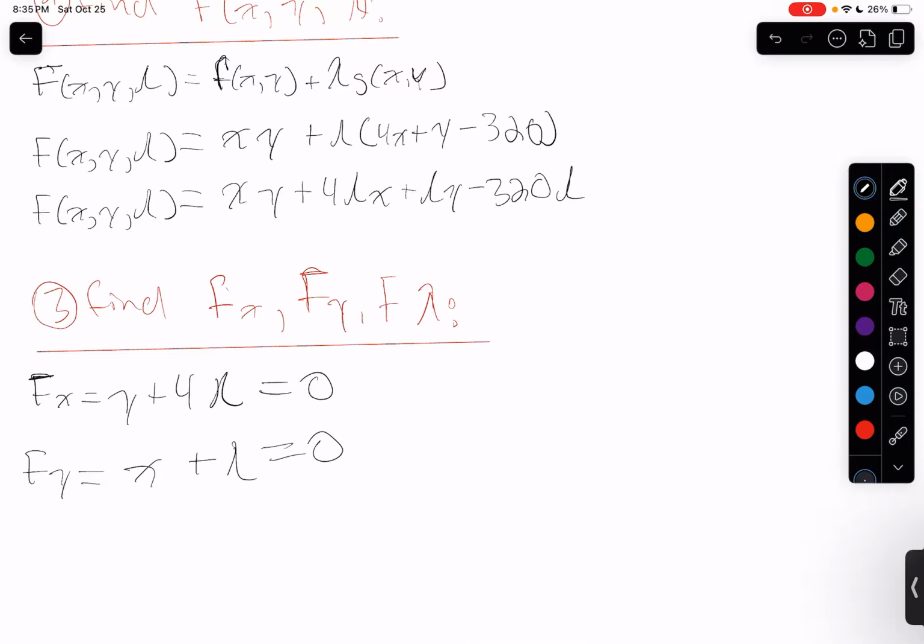All right, finally, we're going to find capital F lambda, which will equal the derivative of xy with respect to the letter in our Lagrange multiplier, right? This is going to be 0 because there's no lambda in it. This is going to be 4x, okay? The derivative of 4 lambda x is just 4x, plus the derivative of lambda y, which is just y, minus 320.